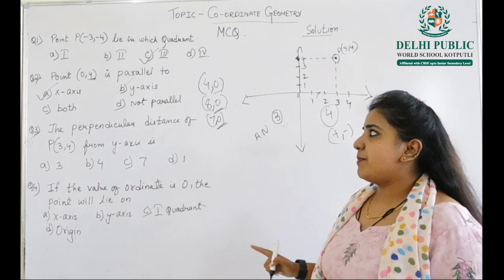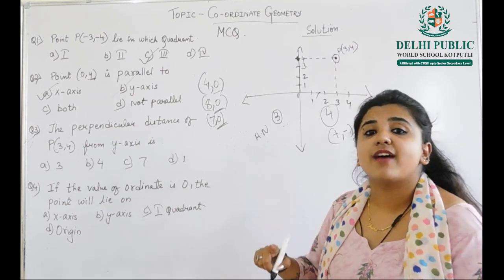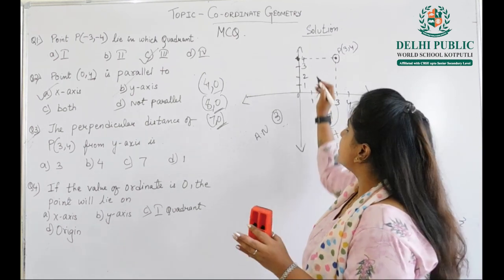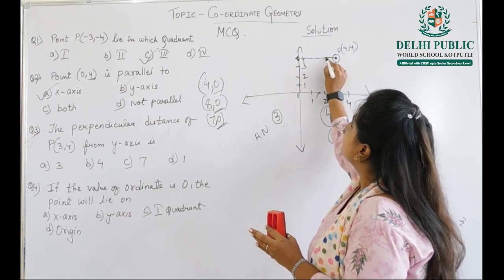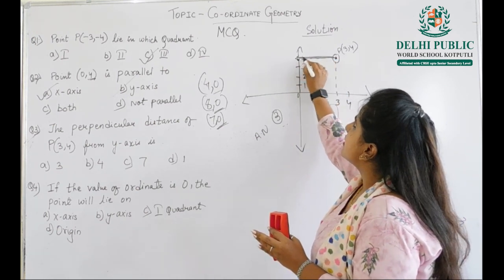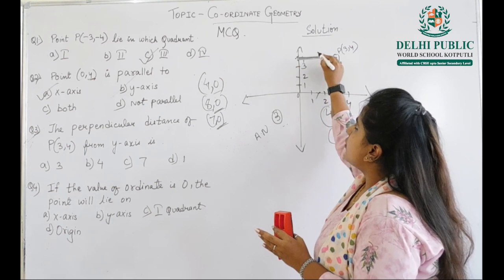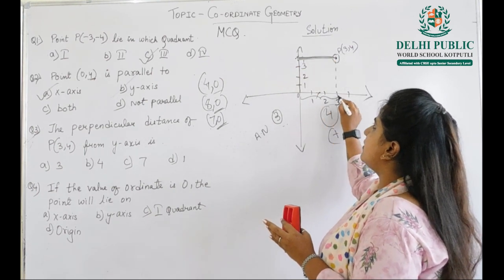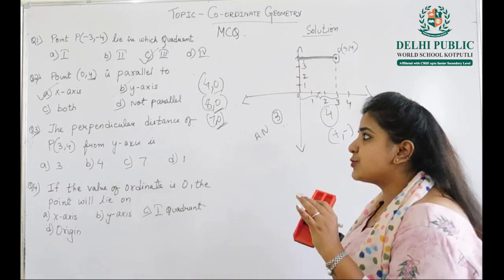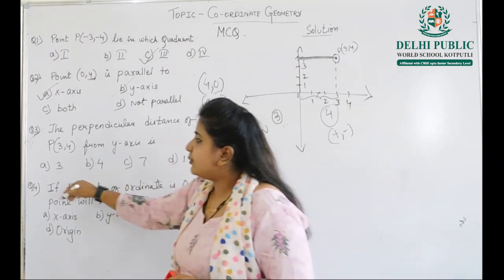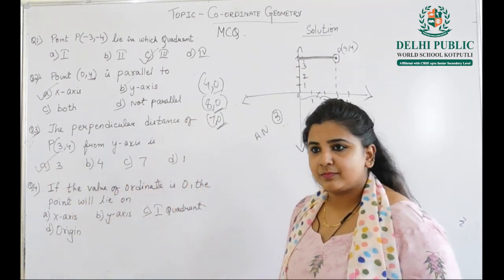Now what is the perpendicular distance from the y-axis? From the y-axis means from this point. This is the perpendicular distance. So how much distance is this? This is equal to the x-axis coordinate, which would be 3. So the value over here is 3.